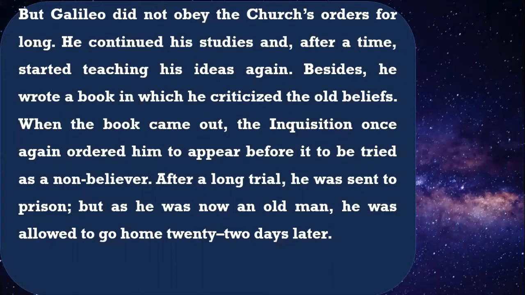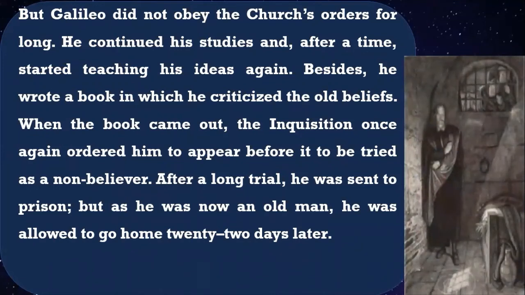Okay, you would have heard, right? There are so many social reformers you would have studied. Similarly, he criticized the old beliefs. The olden beliefs means what old people were thinking. When the book came out, the Inquisition, what is an Inquisition again? The court which declares about unbelievers, right? The Inquisition once again ordered him to appear before it to be tried as a non-believer. And finally, they marked Galileo as a non-believer, and he was sent to prison.